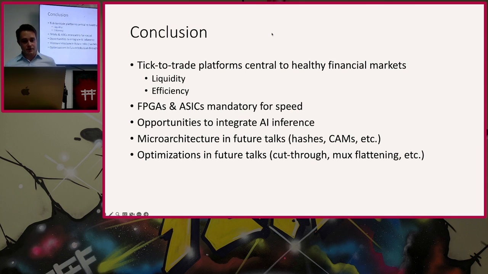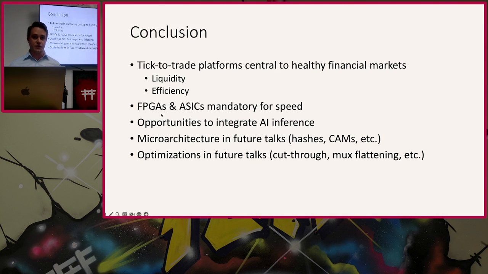In summary, these platforms are central to healthy financial markets. They provide liquidity and efficiency in those markets. And as we saw, 50% or more of the volume traded today goes through these platforms. So this is really key infrastructure to basically capitalism today.